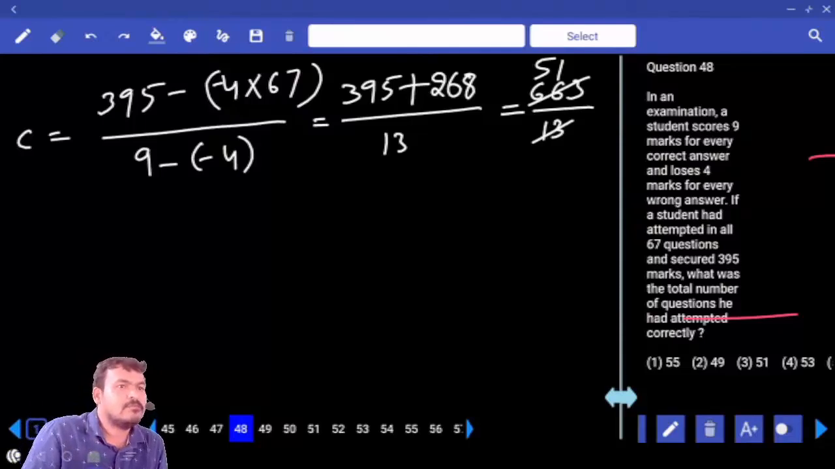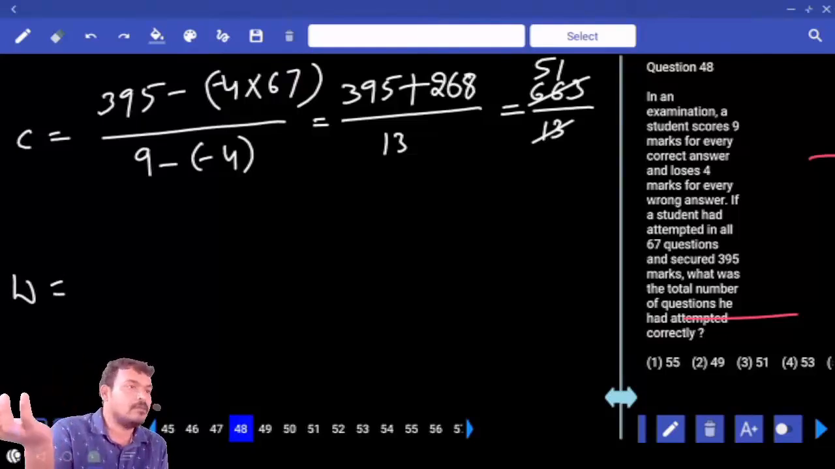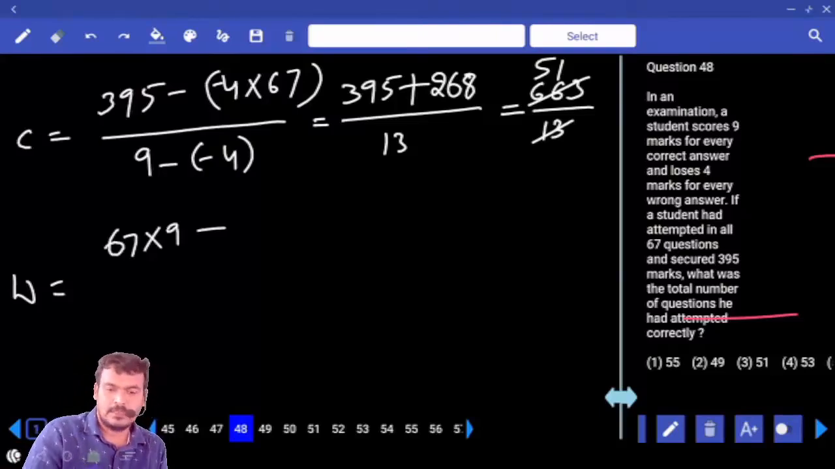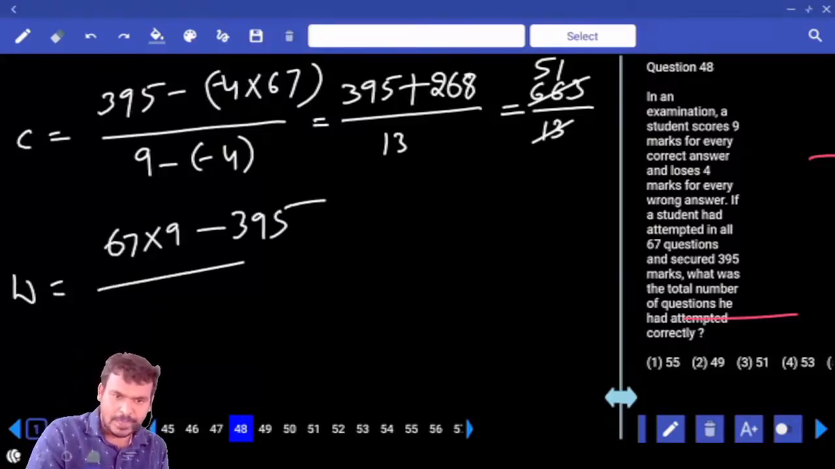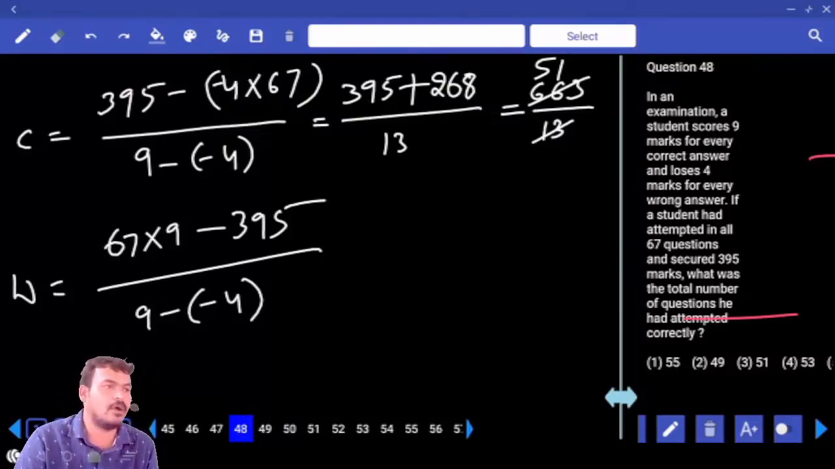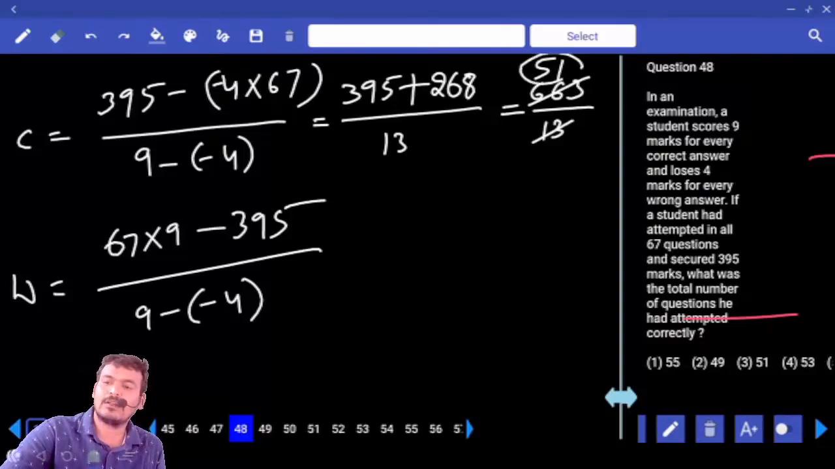Suppose we want wrong marks, means reverse or not? Which data do we take? Correct marks or not? What are the correct questions? Every question is 9 marks. 67 into 9 minus 395 by 9 minus of minus 4. Okay. Solving this one we get the wrong marks, or not? Or else we already know the correct questions, or not? 51. Out of 67, 51 are correct, which means the remaining 16 are wrong questions, or not?